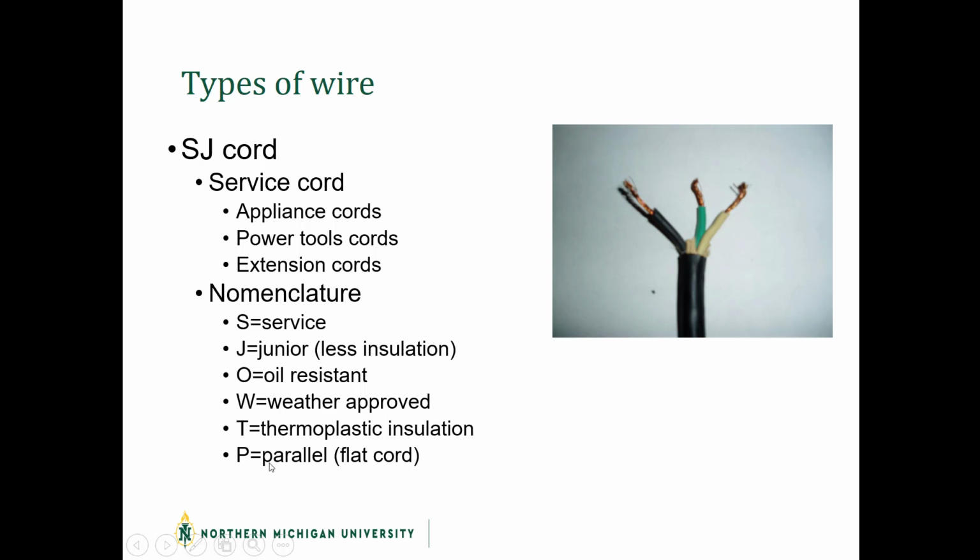T is for thermoplastic insulation, and P is for parallel or flat cord. And there's a lot of other ones too that go through the list, but those are just sort of the more typical ones that you'll see.